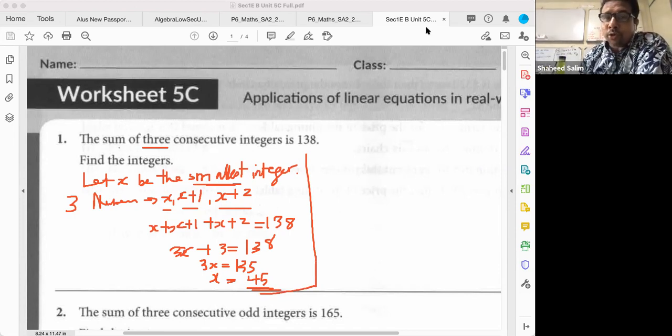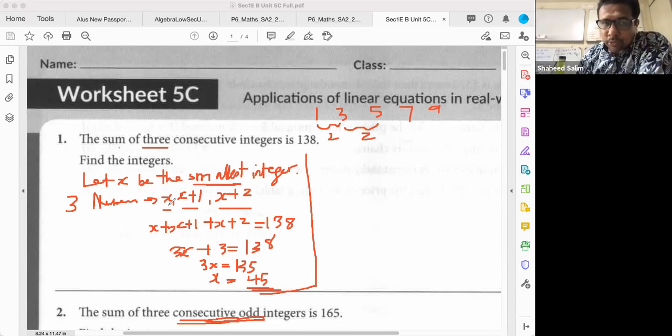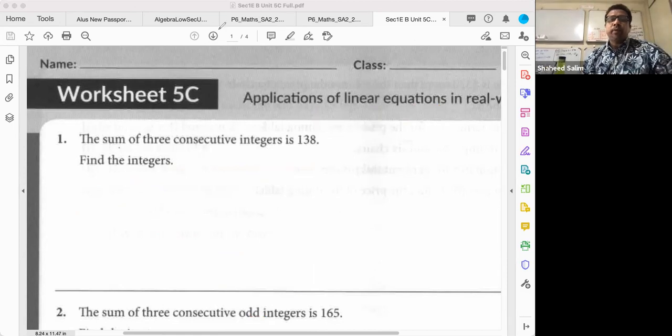The next one now is not just 3 consecutive, it's odd numbers, you know. So odd numbers is like 1, 3, 5, 7, 9. The difference is always 2. So first, x is the smallest number. The next number is x plus 2, then x plus 4. Okay, you try. The next one, let me shift it up.